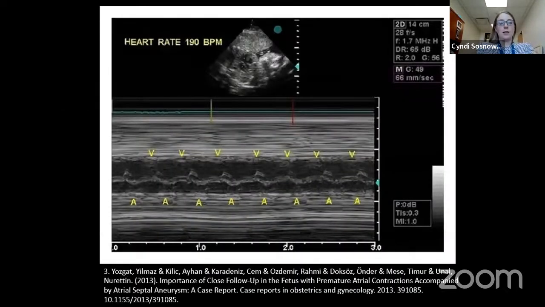This here is a picture I borrowed from the below article. As you can see, there is one-to-one conduction, atrioventricular. And I'm glad Bree did her lecture first because she explained all these M modes and how it's obtained and what all the little blips mean. When the heart rate was measured, it was 190 beats per minute. So when you're scanning the fetus and you think the heart rate looks high, and you're seeing one-to-one conduction but a heart rate in the 190s, low 200s, you think more sinus tachycardia than a fetal tachyarrhythmia.